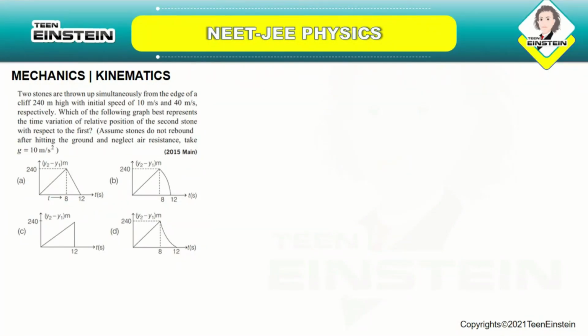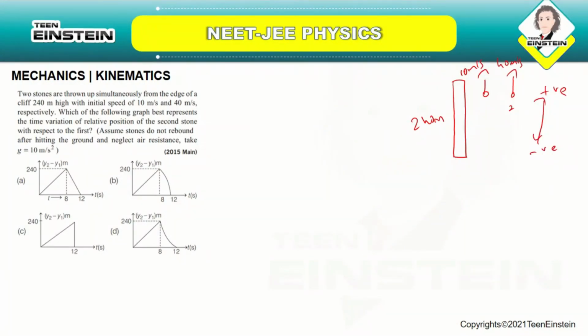So, here you can see two stones are going up and coming down. Okay. So, they are thrown simultaneously. So, you will have a graph like this, 240 meters, and this is the first stone which is going at a speed of 10 meter per second, and this is the second stone which is going at the speed of 40 meter per second. Okay. So, this is the positive and negative.